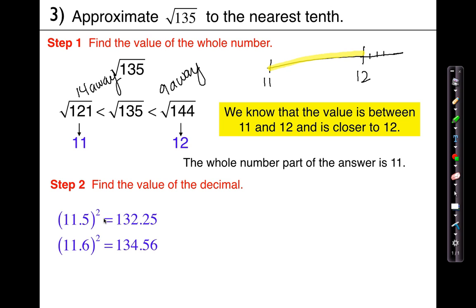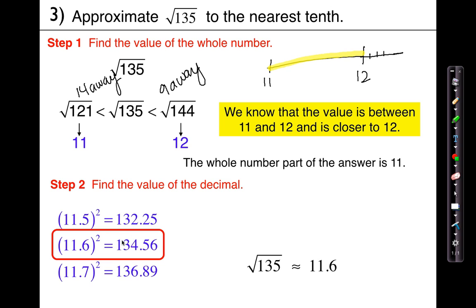So again, I can't stop here. This is just one number that's pretty close. In order to really confirm my answer, because it's under, I'm going to go ahead and try one more and do 11.7 squared. 11.7 squared is 136.89. So right away, I can definitely see it's going to be 11.6 because this one's much more over than this is under. So I'm going to say the square root of 135 is approximately 11.6.